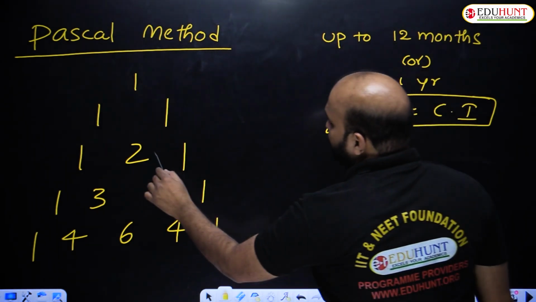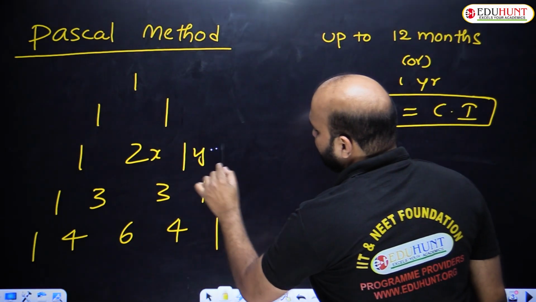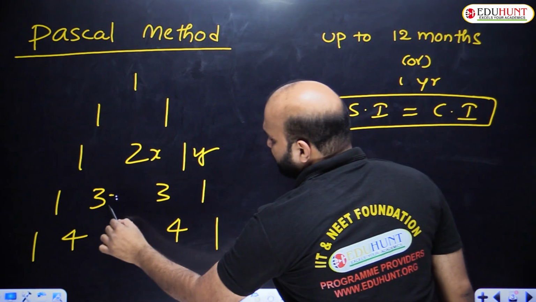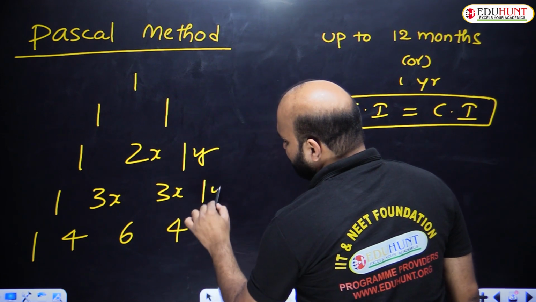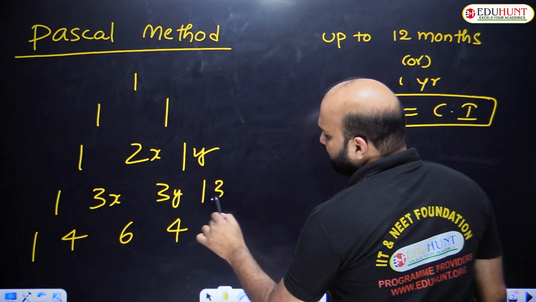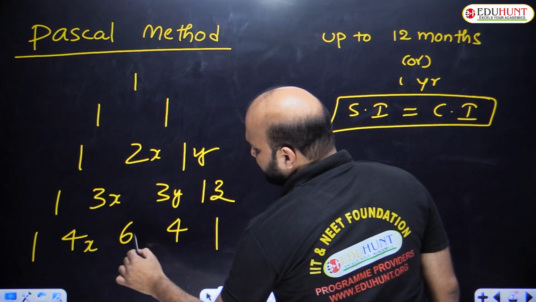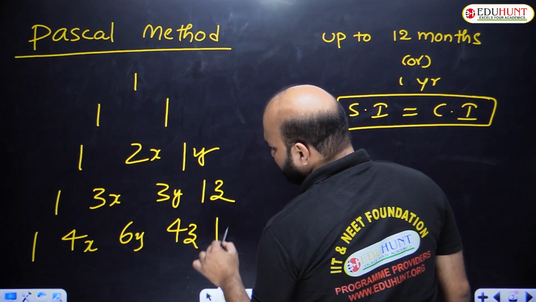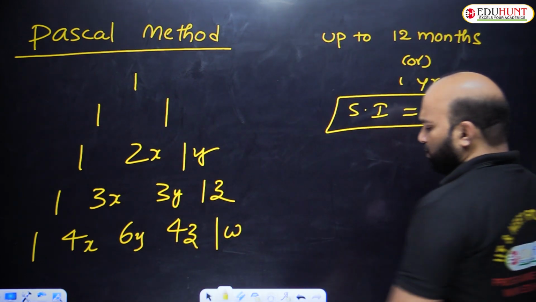So clearly, the 2 years formula is 2x plus y. The 3 years formula is 3x plus 3y plus z, with 3 variables taken. The 4 years formula is 4x plus 6y plus 4z plus w. This is the shortcut method for compound interest.